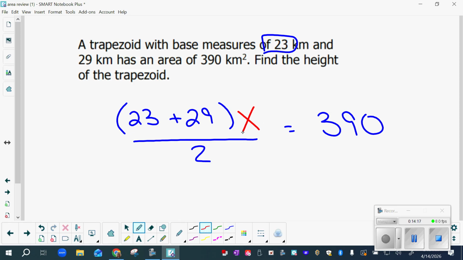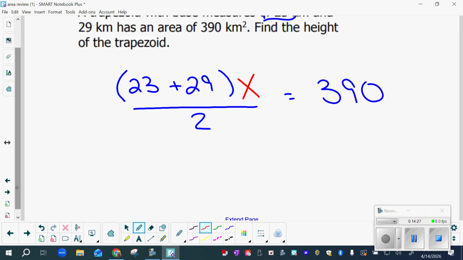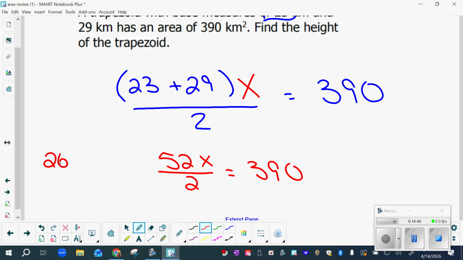You know what I'm going to call him? X. So the first thing I want you to do with your neighbors, could you put those two numbers together for me? Little calculator action. 52 x over 2 equals 390. Hey, could you divide 52 by 2? Did you get 13? No, 26. How about 26x equals 390? Could you finish that really easily?